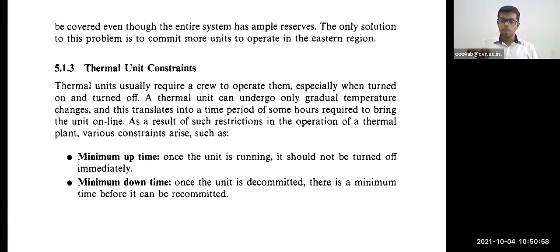Because we are not spending 1 rupee, we are spending lakhs and crores of rupees to generate those units. So it is not an easy task. You need to extract the maximum, stage by stage, all the heat.